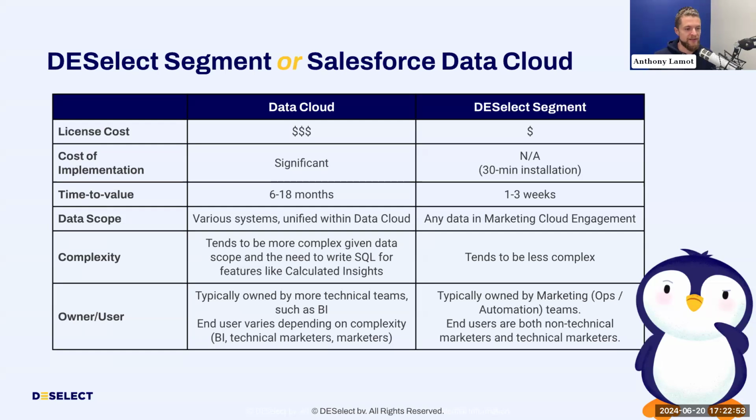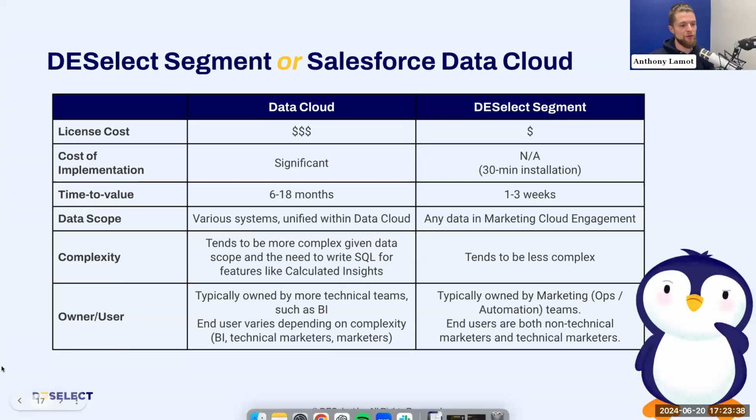Now, in terms of complexity, Data Cloud not only has a wider scope of data, as we just mentioned, it also has some more technical features, such as the need to write some SQL to do things like calculated insights. On the DESelect segment side, the data scope is smaller. We do tons of things in the product that allow you to create templates and whatnot. And on top of that, every SQL feature is supported, but things like calculated insights, those would be called aggregations in DESelect segment. Those are all purely drag and drop. So because of all those things, DESelect segment tends to be significantly less complex.